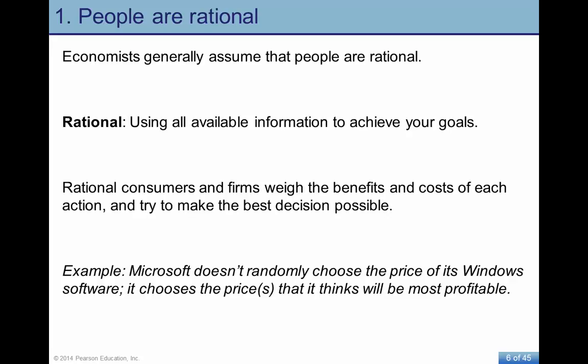Economists assume that people are rational. Rational people means they use all available information to achieve their goals. Rational consumers and firms weigh the benefits and costs of each action and try to make the best decision possible. For example, Microsoft does not randomly choose the price of its Windows software. It chooses the price that it thinks will be most profitable.